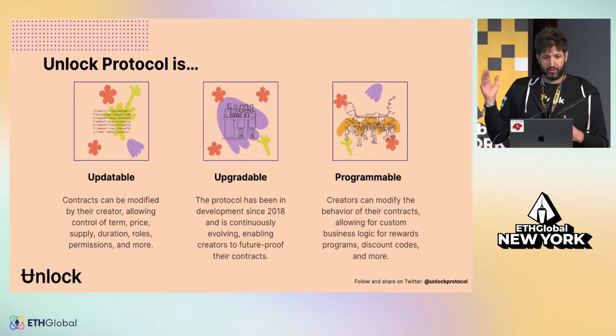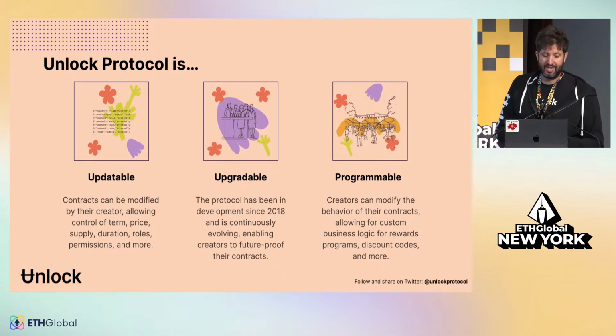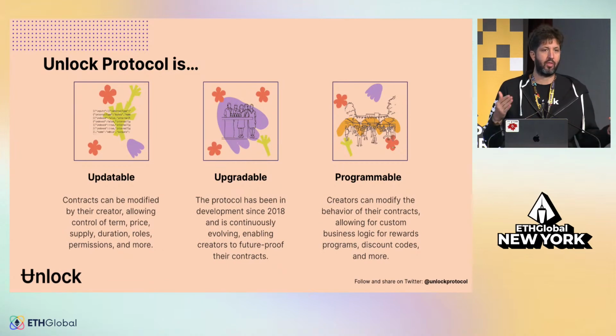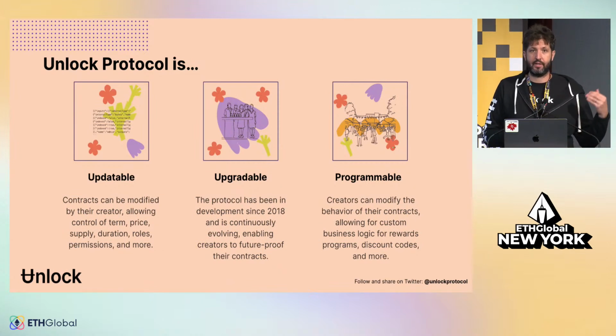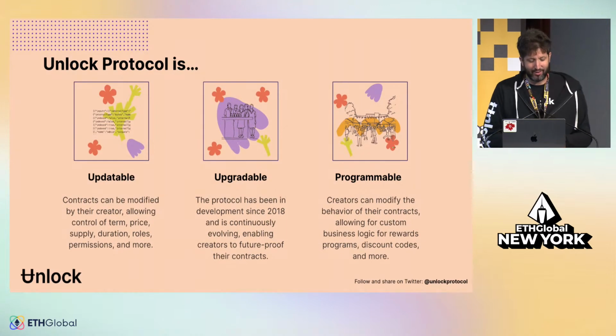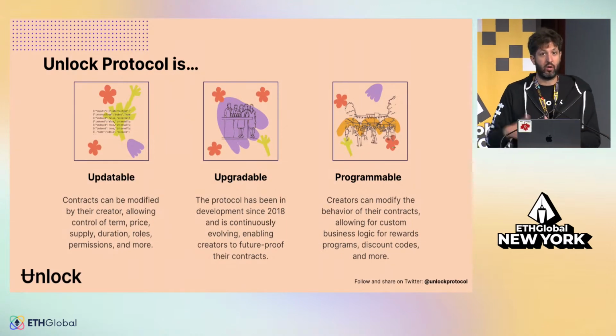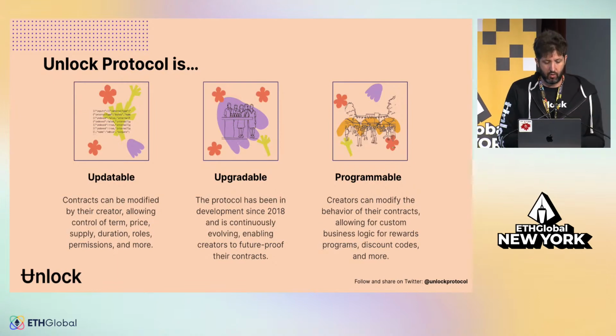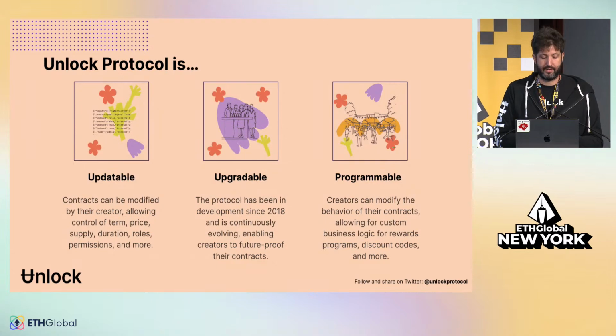So Unlock, I was just alluding to this a couple seconds ago, is updatable. You can change all of the properties of the membership contract, including the price, including the duration. You go from maybe a month-long membership to a quarterly-based membership. You can change the price from something like $5 a month to $7 a month, Netflix. You can go from a limited supply to a larger supply. You can go from having only one manager for the contract to multiple managers, which could be apps that can change how these memberships work, et cetera.